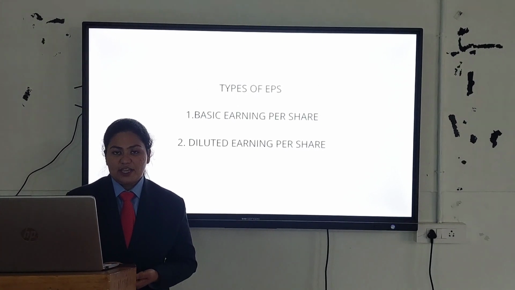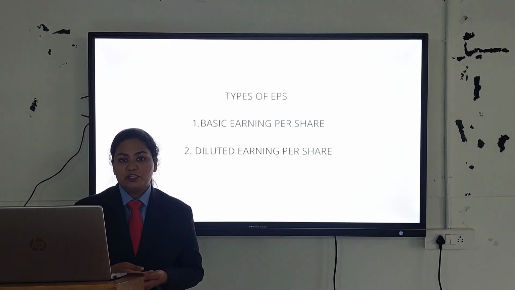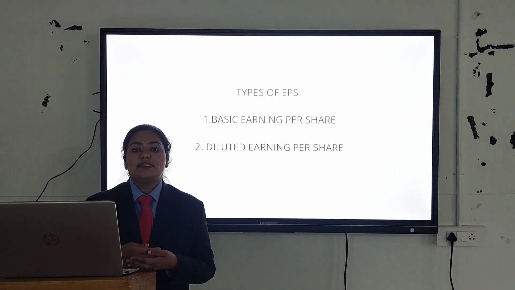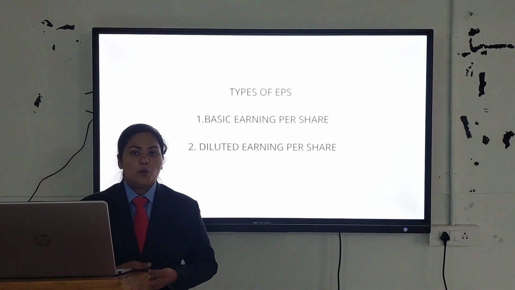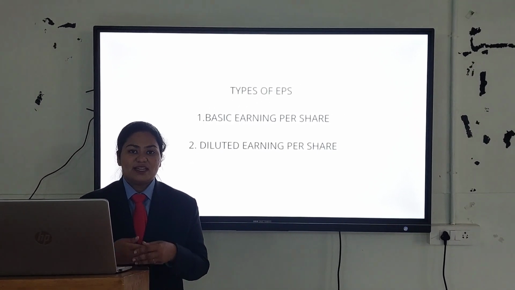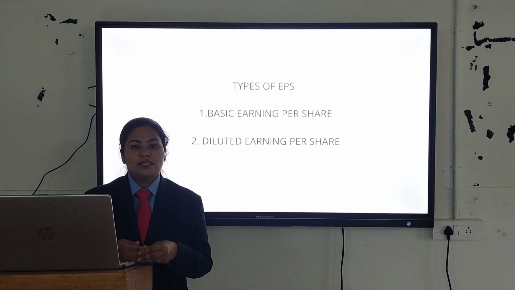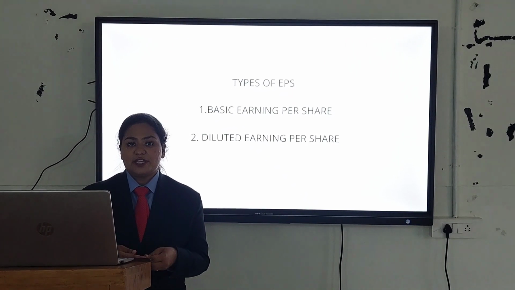Types of earning per share. There are two types of earning per share: basic earning per share and diluted earning per share. Basic earning per share is a simple calculation where the company's net income is divided by the total number of outstanding common shares, while diluted earning per share is a conservative metric which includes all potentially dilutive securities, such as convertible debentures and stock options that could be converted into more shares.